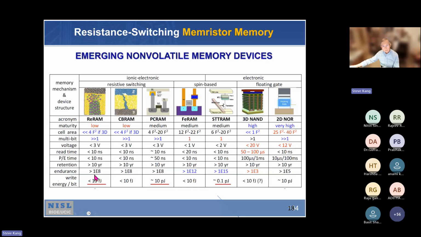In terms of endurance, what is best is ferroelectric RAM and then STT RAM; they are pretty good, 10 to the 12, 10 to the 15. Endurance is good compared to RRAM, CBRAM, and phase change memory. In terms of power and energy, phase change memory is 10 picojoule compared to femtojoule, so it's rather power hungry. STT RAM in that regard is 0.1 picojoule, which is good. And so it has all different kinds of behaviors and features.